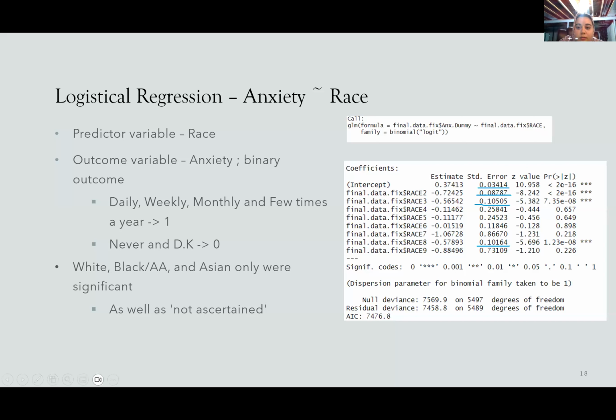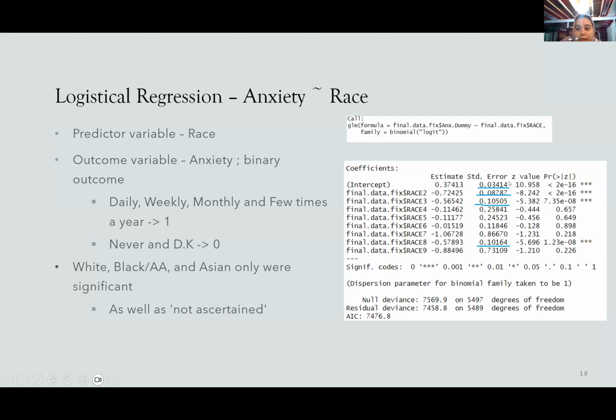And here we see that for white, Black, African American, or Asian, there was a significant finding, and also surprisingly for not ascertained, it was also significant, which I thought was kind of interesting. It must be because there's just a much higher number of participants that didn't ascertain their race, but still had some symptom of anxiety, or put some symptom of anxiety or prevalence.